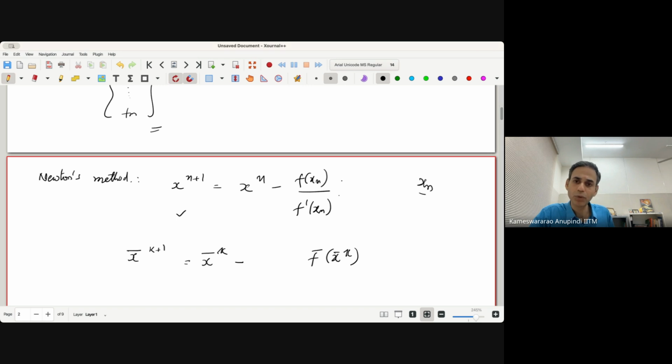So this is similar to what we have written here. But then instead of f prime xn being in the denominator, we're going to get f bar prime x bar k inverse. Okay, so that's going to be the working equation for the system of nonlinear equations. This may sound a little complicated because I have used over bars everywhere, but we will derive this formula so that we can understand this better.